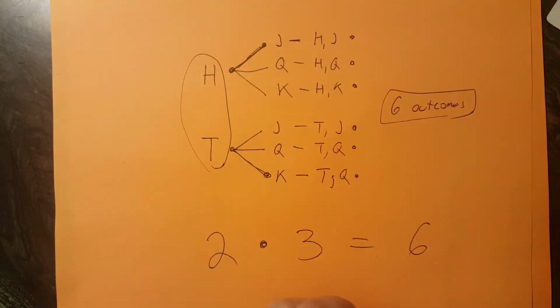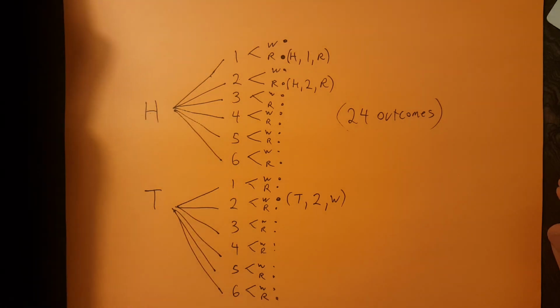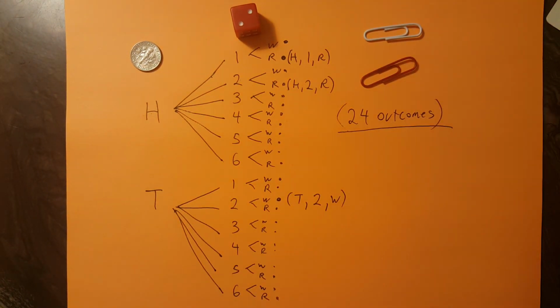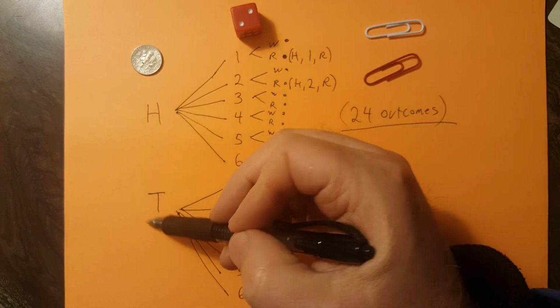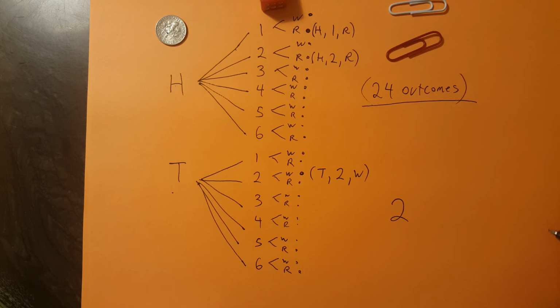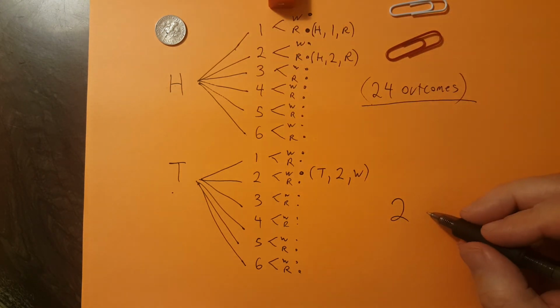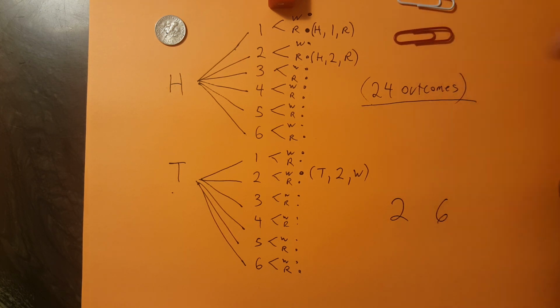Does that work for all of these? Yes. So we go back to this one, where we had the coin toss, the die roll, and the random paper clip. We came out with 24 outcomes. For the coin toss, there were 2 possible outcomes, heads or tails, so we'll write down the 2 for that one. For the die toss, there were 6 possible outcomes, 1, 2, 3, 4, 5, or 6. Then for the paper clip draw, there were again 2 possible outcomes, white or red.